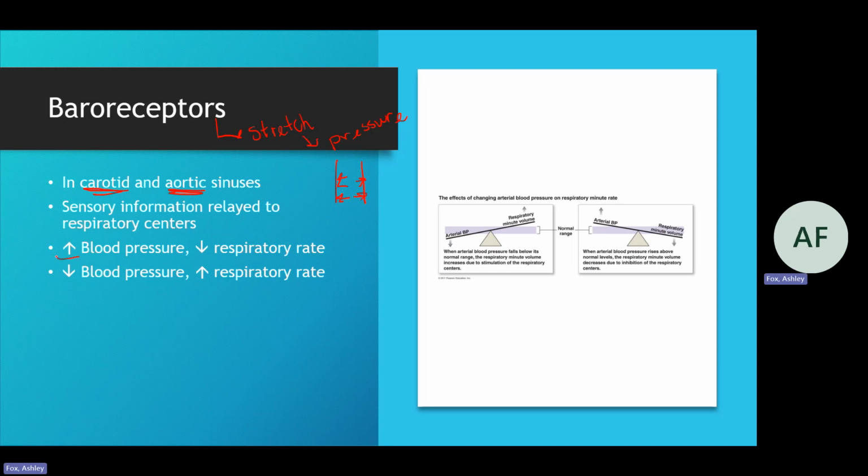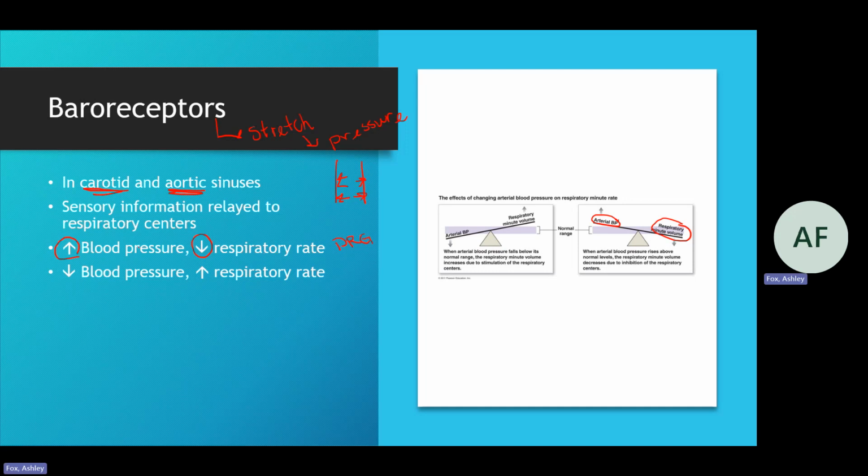If you show an increase in blood pressure, you actually decrease the respiratory rate. You can see here, arterial blood pressure is increased above the normal range, and then you decrease your respiratory minute volume. So you're going to inhibit the respiratory centers, the dorsal respiratory group in the medulla, and decrease your respiratory rate and the amount of inhalations.